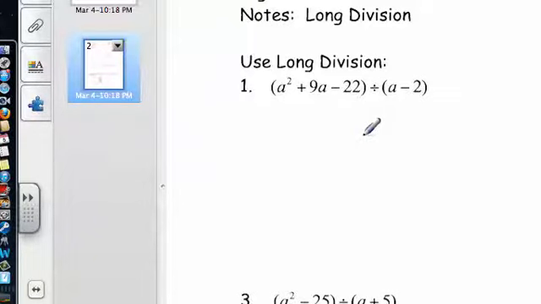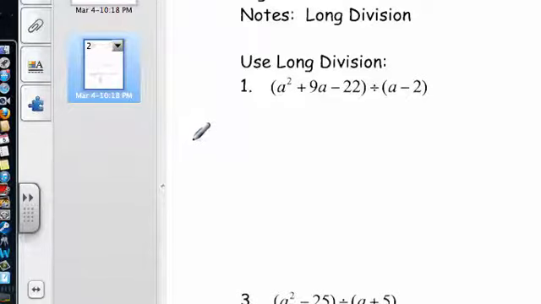Number 1 is make sure that your dividend is ready. That means that my terms are in descending degree order. Remember, degree is that exponent right there. And that there's no missing terms. So I have 2, exponent of 1, exponent of 0 means just the numbers. So I'm in order, I'm not missing anything, so I'm ready to go.